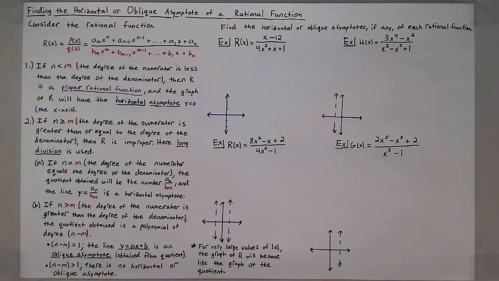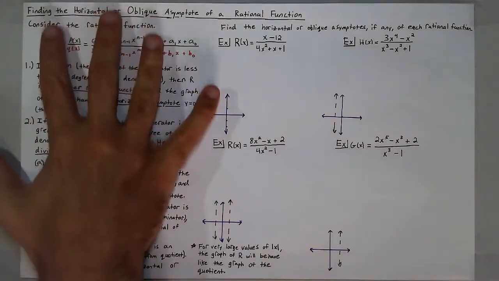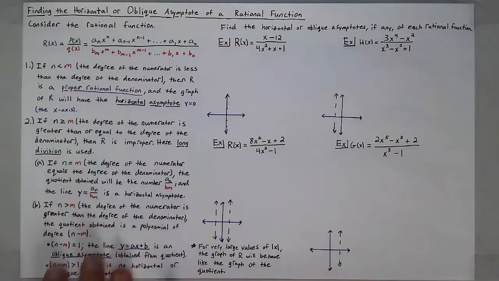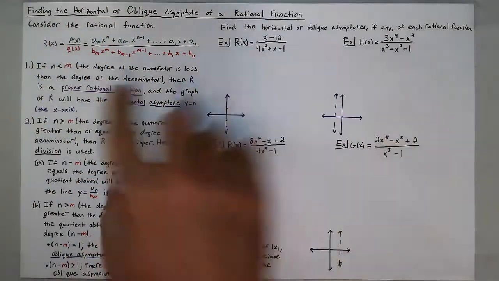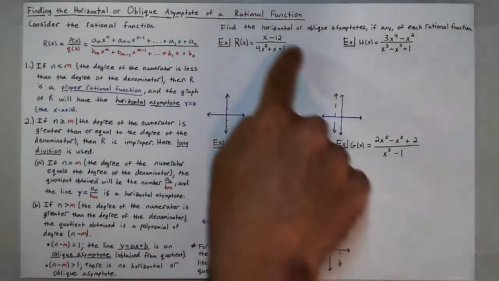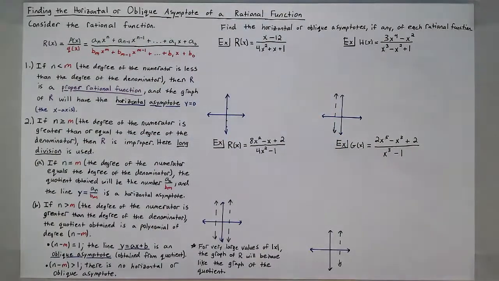In this video, we're going to learn how to find the horizontal or oblique asymptotes of a rational function. Now, there is a lot of text on the left, and feel free to pause the video and write it down ahead of time or after the video if you really want every last detail about what I'm about to go over. But each of these things I'll point out when I get to an example that deals with it.